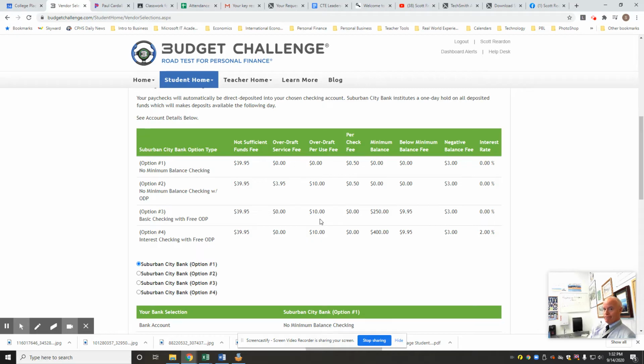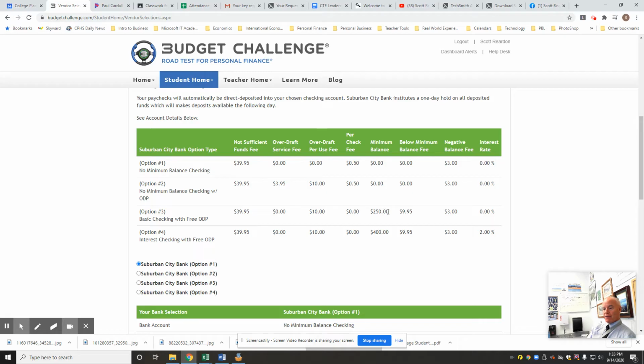It's never good. Okay. Per check fee, options 1 and 2: every time you write a check, it's 50 cents per check. Option 3 and 4, it's free. Just like over here, overdraft service fee was free. You're probably wondering, why are they giving me all this free stuff? Good question. You have to have a minimum balance to get that free stuff.